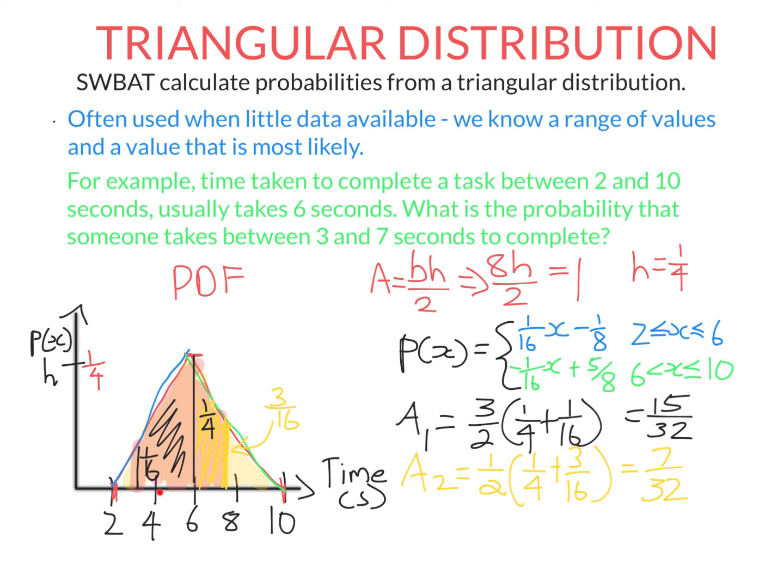So the total area between x equals 3 and x equals 7, I just add these two together, I get 22 over 32 or 11 over 16. That's the probability someone will take between 3 and 7 seconds. Again, I could have used integration for this, but it was probably easier using trapeziums, just as it's easier using rectangles when dealing with a uniform distribution. You can use integration, but we probably want to avoid it if we can.